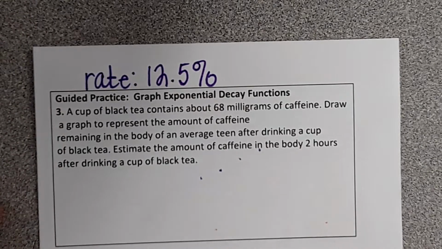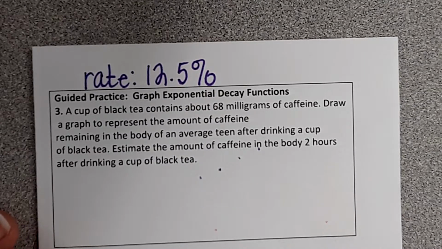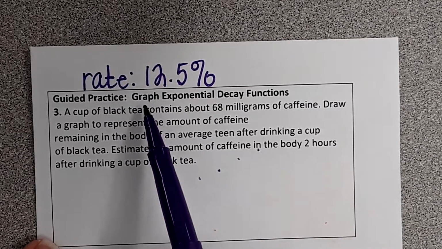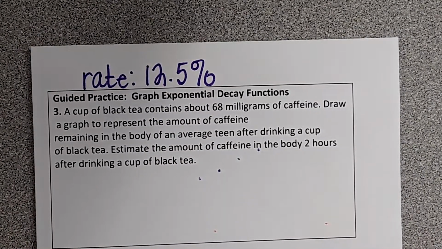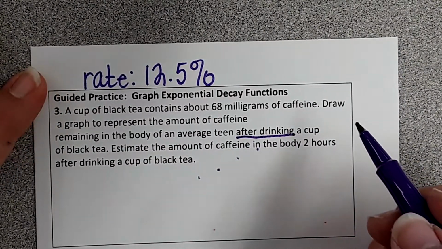Okay. A cup of black tea contains about 68 milligrams of caffeine. Draw a graph to represent the amount of caffeine remaining in the body of an average teen after drinking a cup of black tea. So what clues me in that this is a decay model, besides the fact that it tells you in the guided practice that it's a decay model? You know they're not going to do that. How do I know that this one is a decay, decreasing? What gives it away? After drinking, what's another one? Dylan. Remaining.